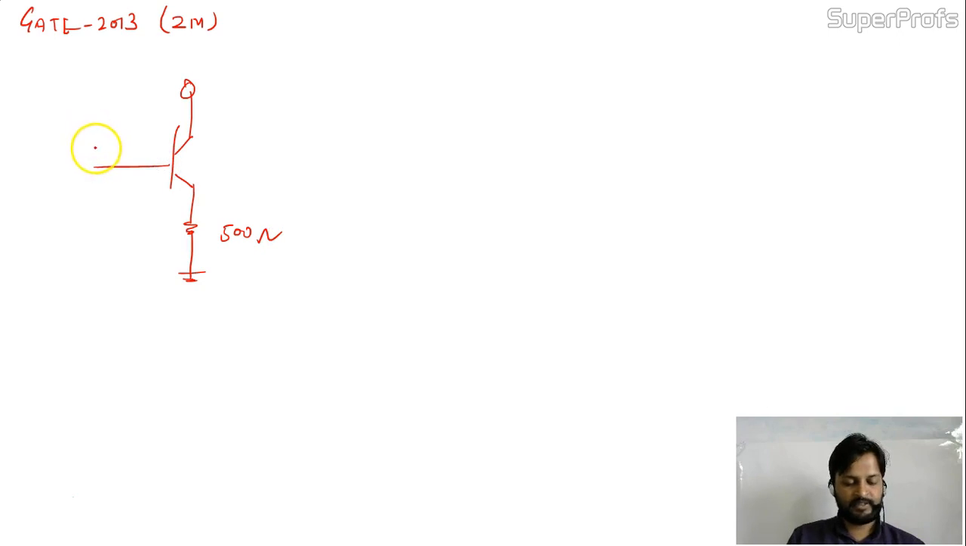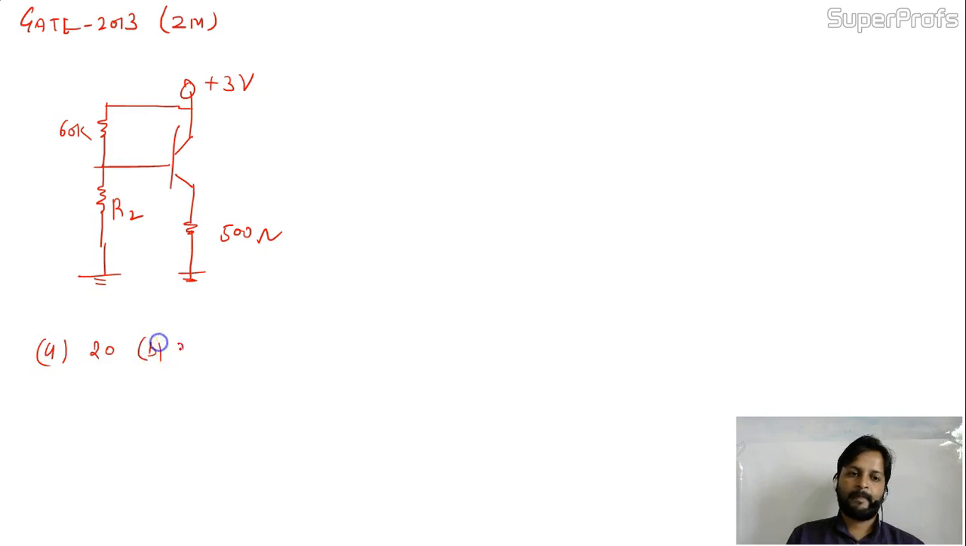Again, a potential divider by seeing. 60K connected over here, and it has 3 volt VCC connected with R2, and R2 is an unknown variable. This is all about the circuit. They are giving the options: A 20, B 30, C 40 and D 50. Now what is the question?